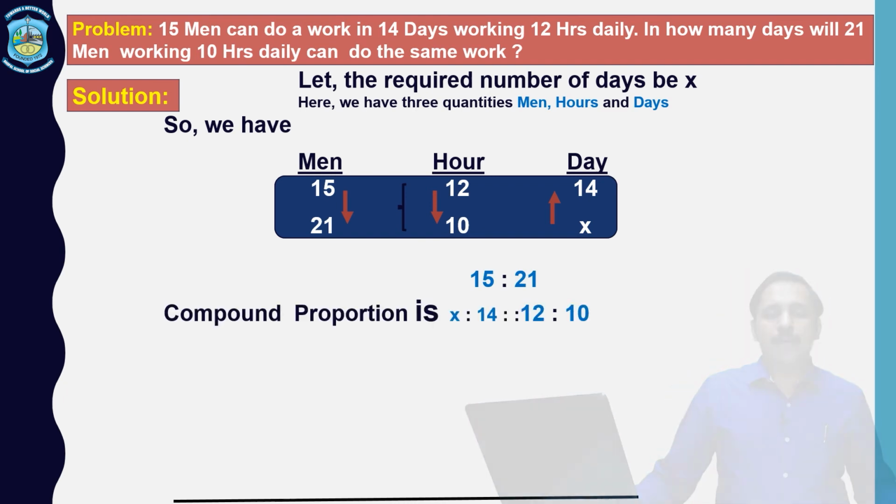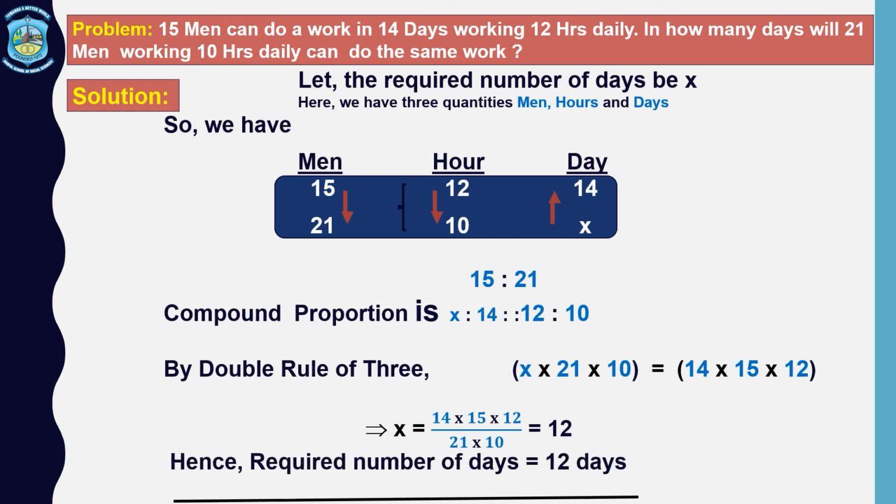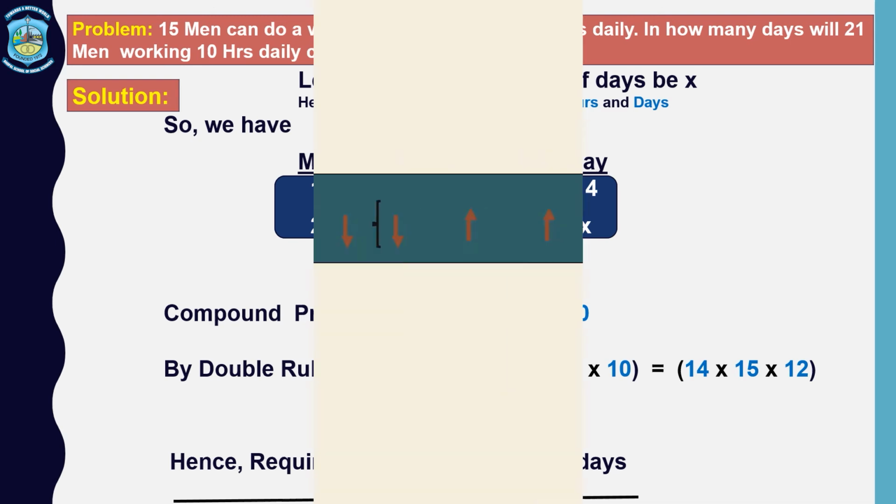Now on solving by using the double rule of 3, we have x into 21 into 10 is equal to 14 into 15 into 12. On solving, we get the value of x as 12. Hence, the required number of days is 12. The most important thing in solving a compound proportion problem is to put arrows. That means to identify the current relationship, whether it's a direct proportion or an indirect proportion.